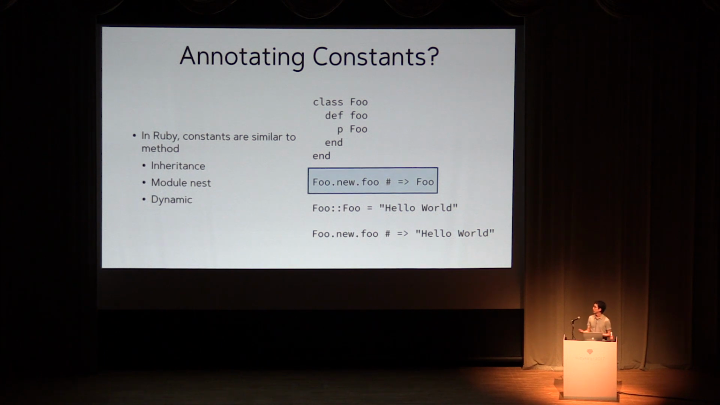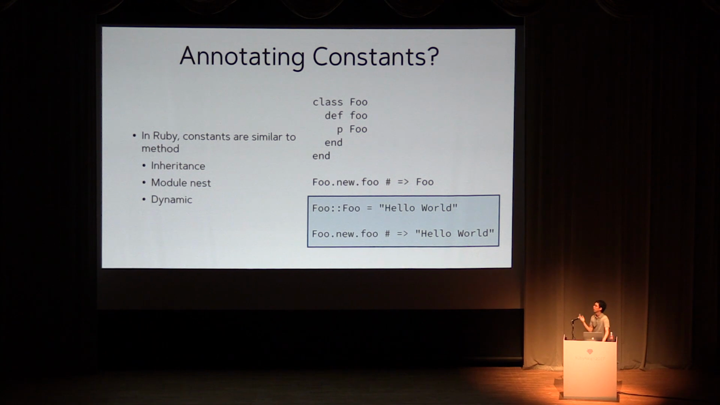When we first execute that, it prints Foo. Then it means that the value of the Foo constant is the class Foo. But we can do something like this: Foo::Foo equals some string. Then the constant in the foo method is Foo::Foo, not the top level Foo.